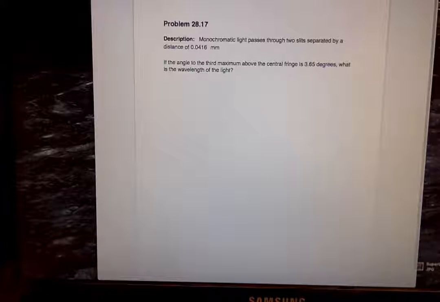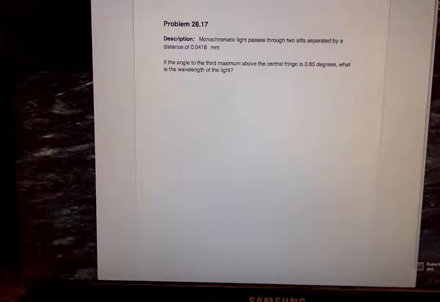I'm going to try to solve this problem from Walker's textbook, Physics, Volume 2, and it's on a double slit problem. So double slit interference of light. It doesn't say that, but let's just read the problem and glean what we can, first of all.